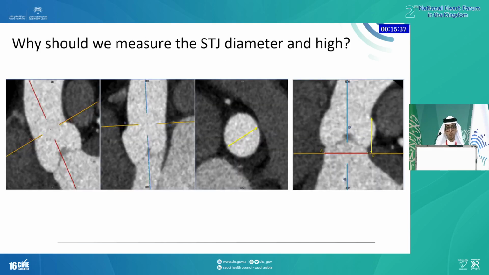Do we need to assess the sinotubular junction diameter? Yes, in conjunction with the height of the sinotubular junction. And this is important when there is a short height of the sinotubular junction, especially if we are using a balloon expandable valve, because if the sinotubular junction diameter is less than the device diameter, the risk of injury to the sinotubular junction is high.